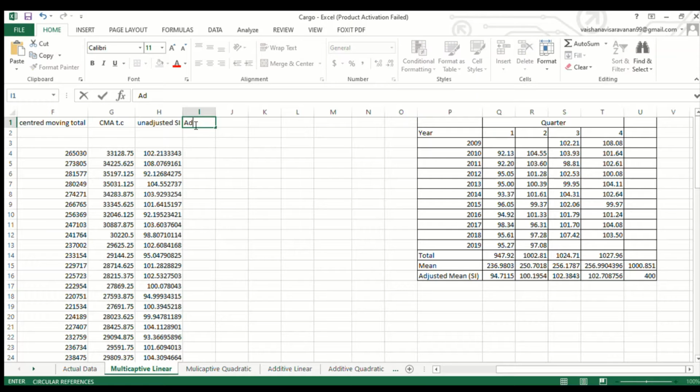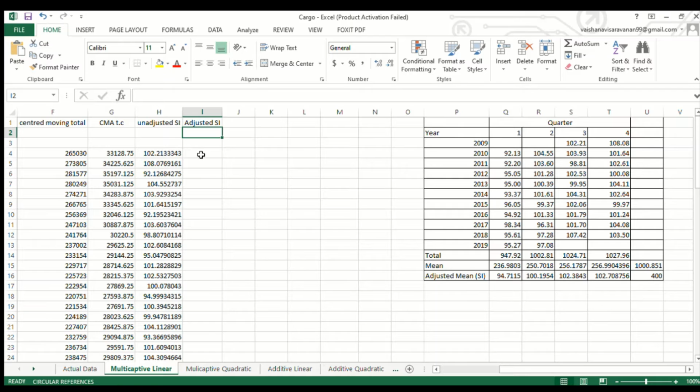So let's put the SI, which will be 4.71, 100.20, 102.38 and 102.71. This will be repeated for every quarter.